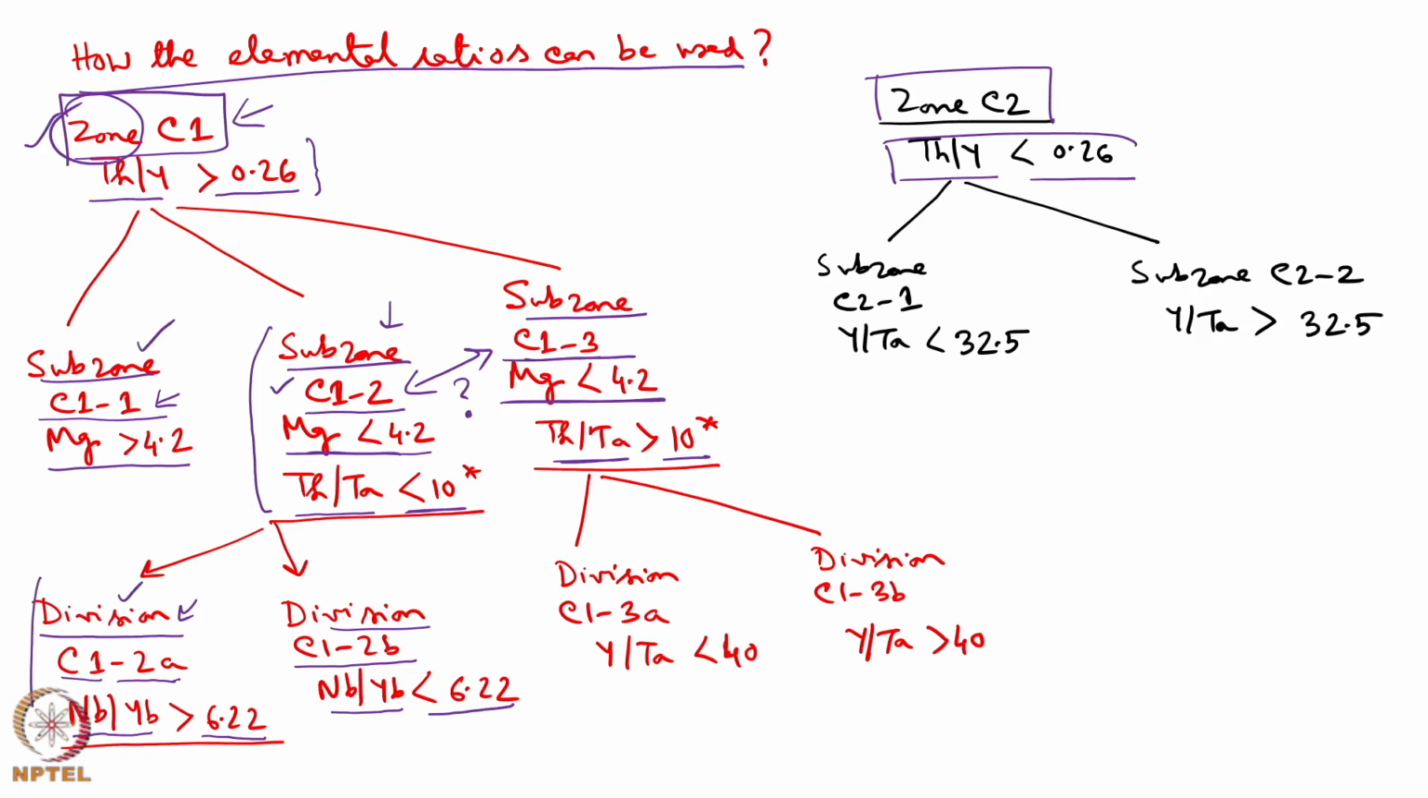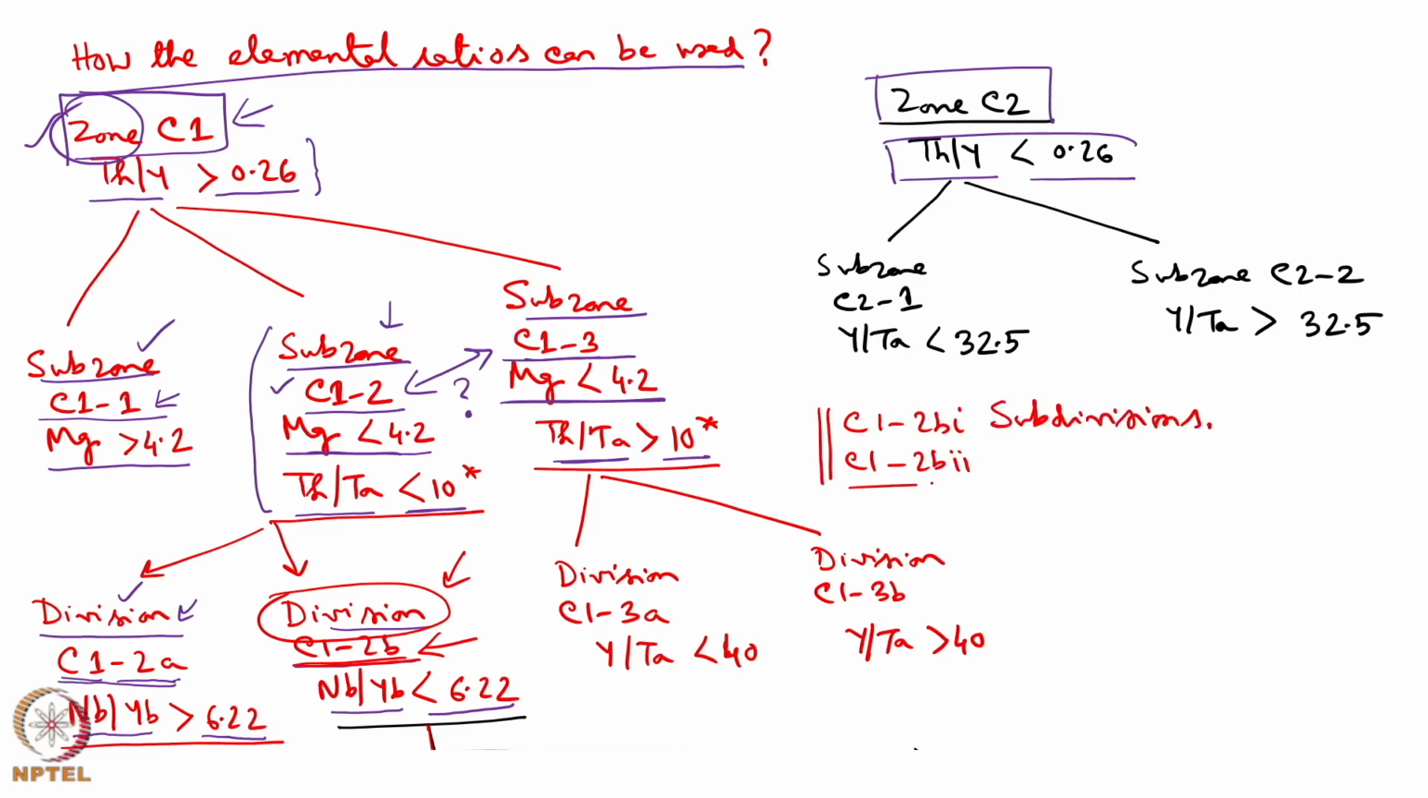Further, let us consider only this one. From this division, subdivisions can be created. In what way this division can be divided is by the Nb divided by Yb ratio. Now this division C1-2b can further be divided if we decide that a certain elemental ratio will be useful. In that case, C1-2b Roman 1 can be used and C1-2b Roman 2, and in this way the different subdivisions can be represented by alphabets and numbers.